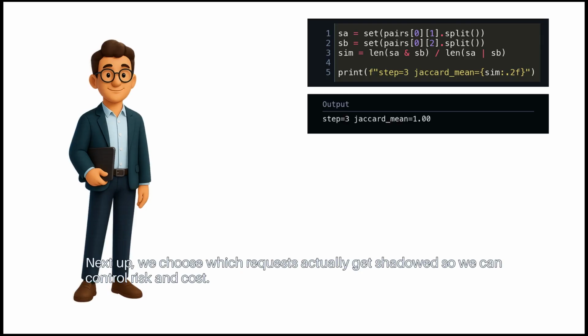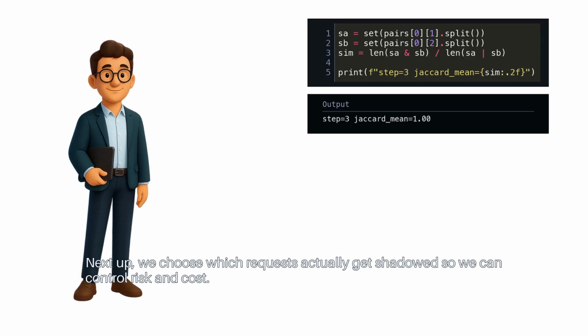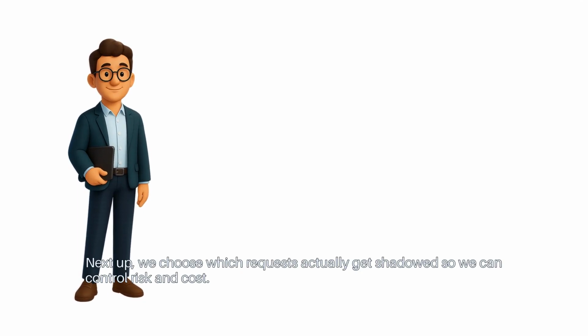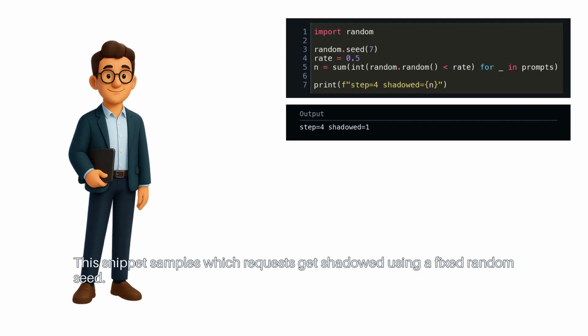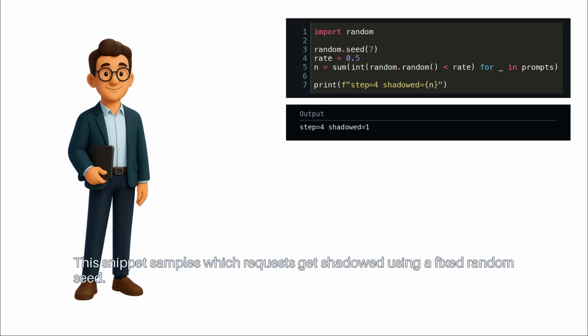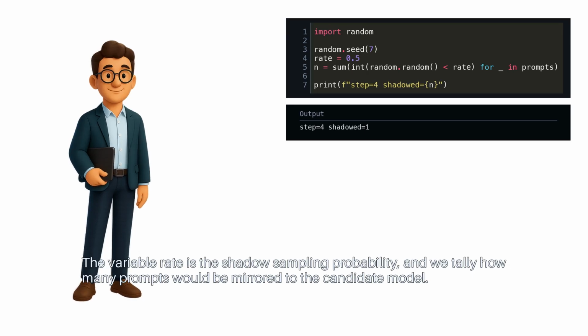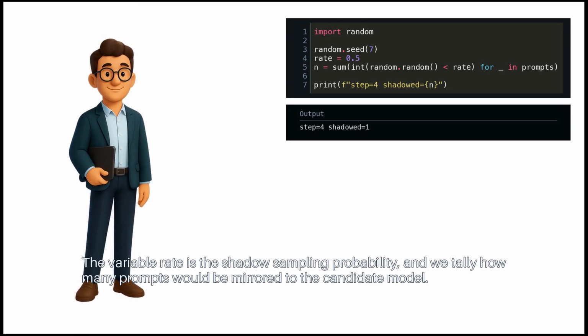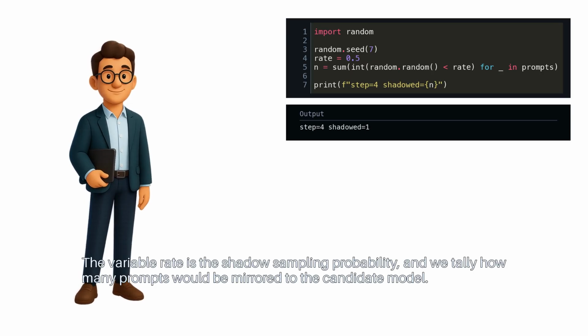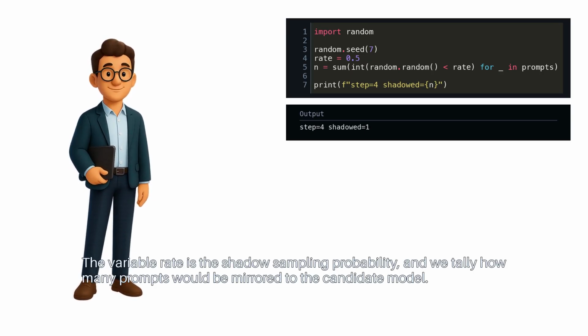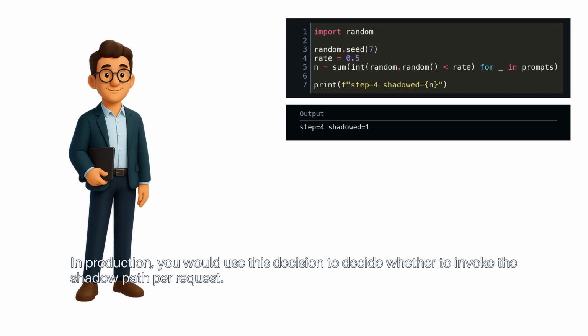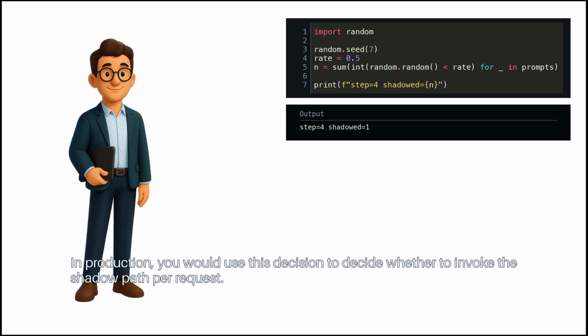Next up, we choose which requests actually get shadowed so we can control risk and cost. This snippet samples which requests get shadowed using a fixed random seed. We seed the generator to make routing decisions reproducible for audits and reruns. The variable rate is the shadow sampling probability, and we tally how many prompts would be mirrored to the candidate model. In production, you would use this decision to decide whether to invoke the shadow path per request.